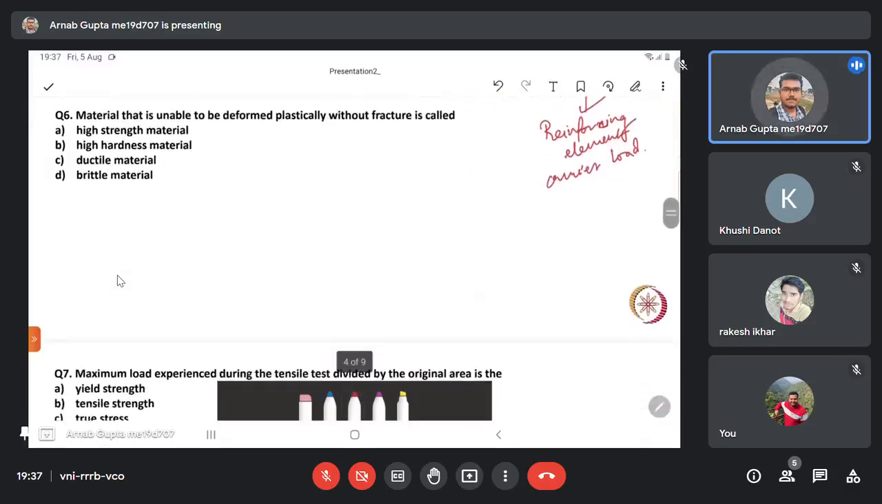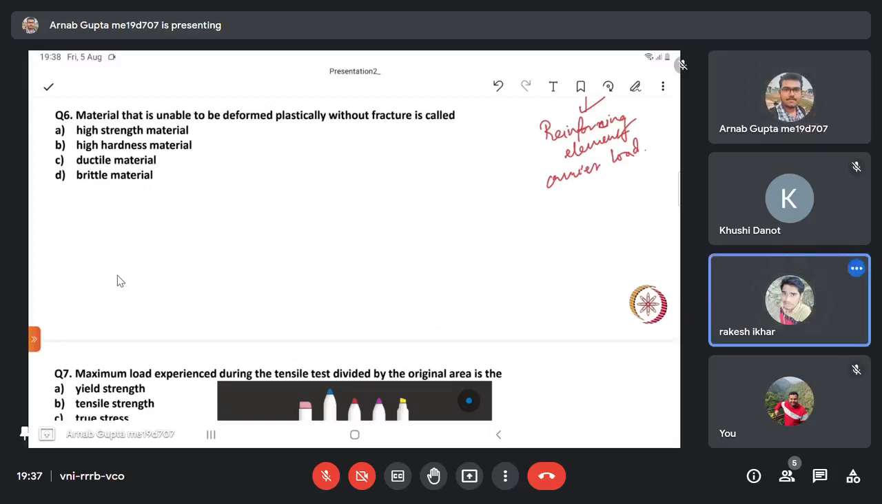Material that is unable to be deformed plastically without fracture is called a high strength material, high hardness material, ductile material, or brittle material. Brittle, what is it? Yeah, basic question.